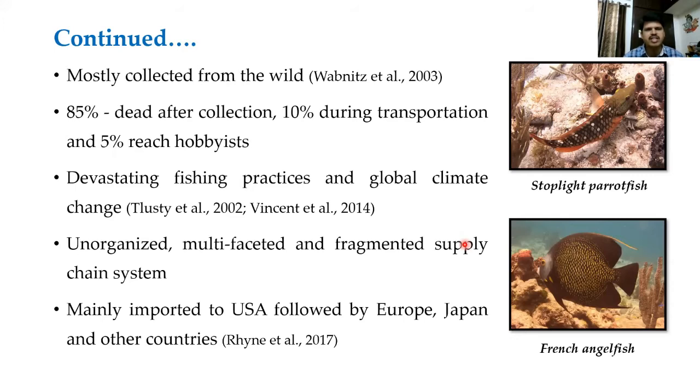So as I said, there are devastating fishing practices that are still in practice, which are mainly damaging the marine ornamental trade. And the aquarium trade is mostly unorganized, and we don't have proper protocols to collect the fishes, proper protocols to pack the fishes, and proper protocols for transportation. And it's multifaceted, because we don't know who is collecting the fishes and who are all in charge, whether they are licensed collectors or non-licensed collectors like that. And it's a fragmented supply chain system.